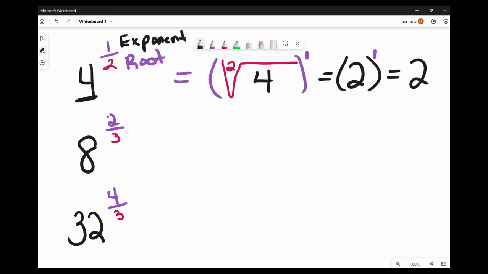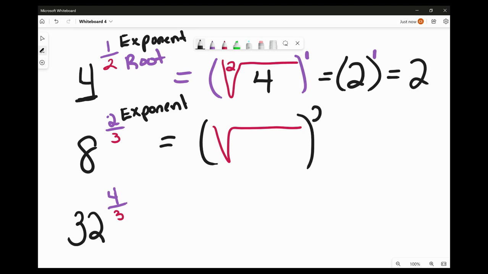The second one, again, let's make that radical sign here. And on top, the top number is the exponent. So that means I'm going to put this in parentheses and put the exponent on the outside. The base is 8, so we'll put the base inside. And then the root is the bottom number in that fraction, and in this case, it's 3.